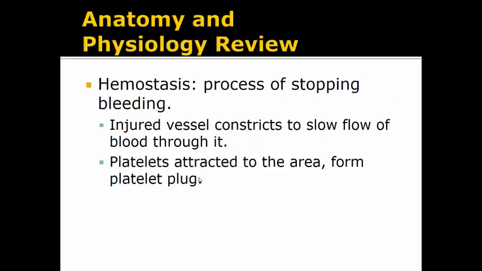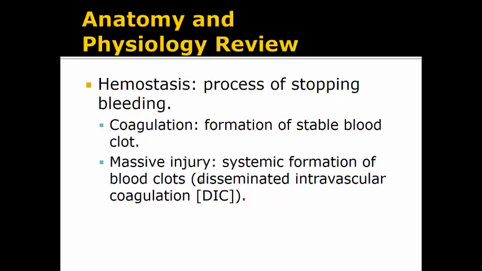getting stickier and binding together, which will hopefully reduce the clot from getting bigger. Now, as far as bleeding, hemorrhage, of course, is bleeding. Hemostasis is just the process of stopping the bleeding. So these injured blood vessels are going to constrict to slow the flow of blood through it. And the platelets are attracted to that area, form that plug, and hopefully coagulate and stop the bleeding.